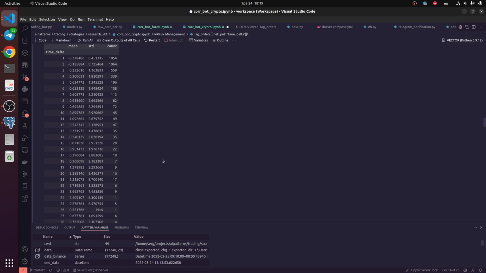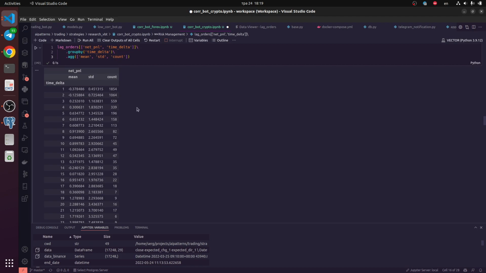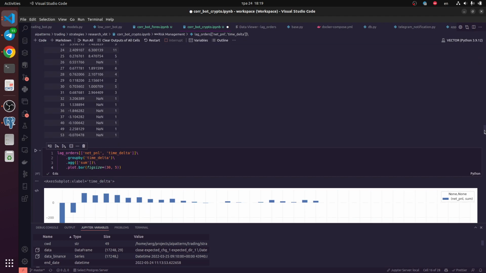Okay, we need to understand what is the best parameter for holding our position. We need to find some balance between count and profitability of our strategy. Let's do a plot, and I'm going to take net PNL and time delta. Next, I'm going to group by time delta and aggregate with the sum function. It would be cumulative returns, and I'm going to plot bar.